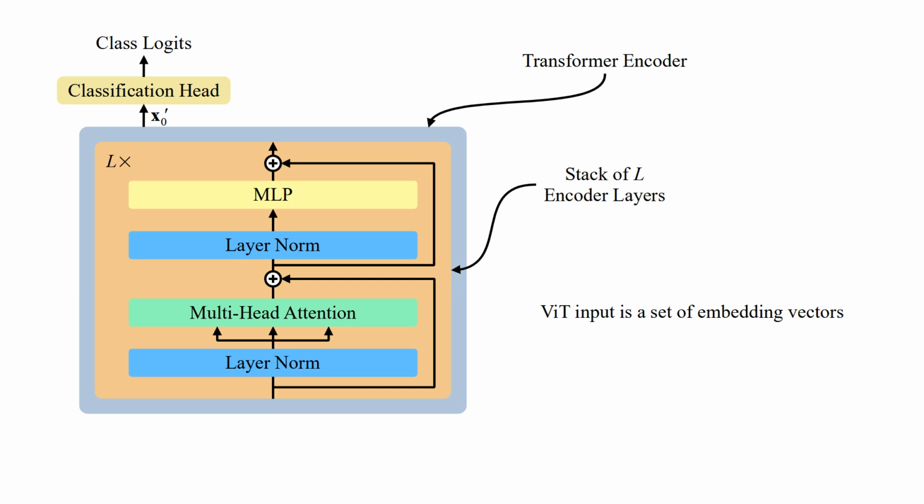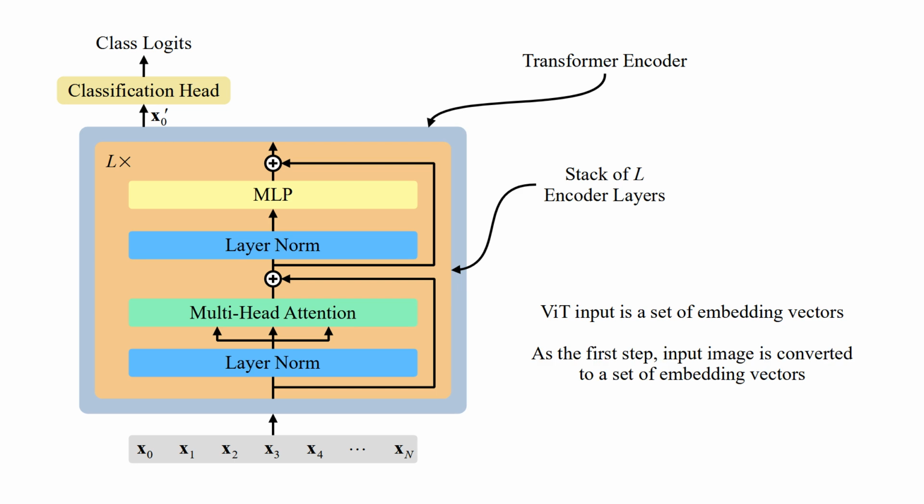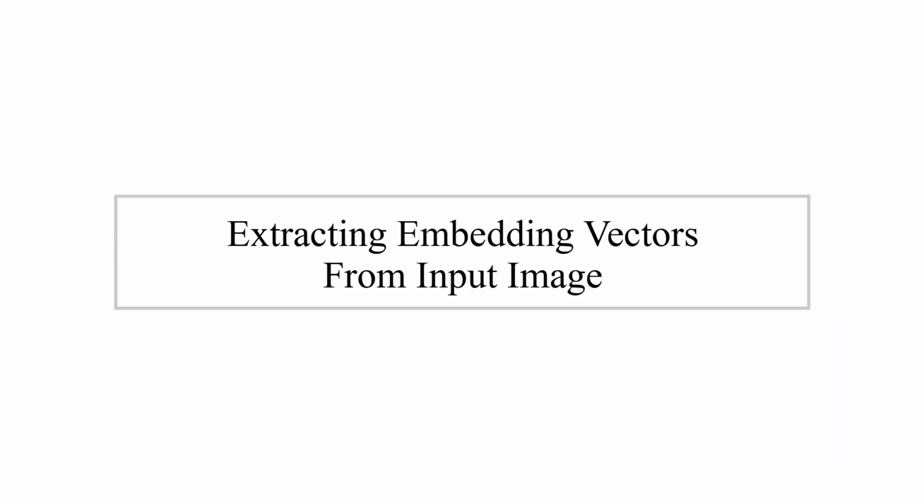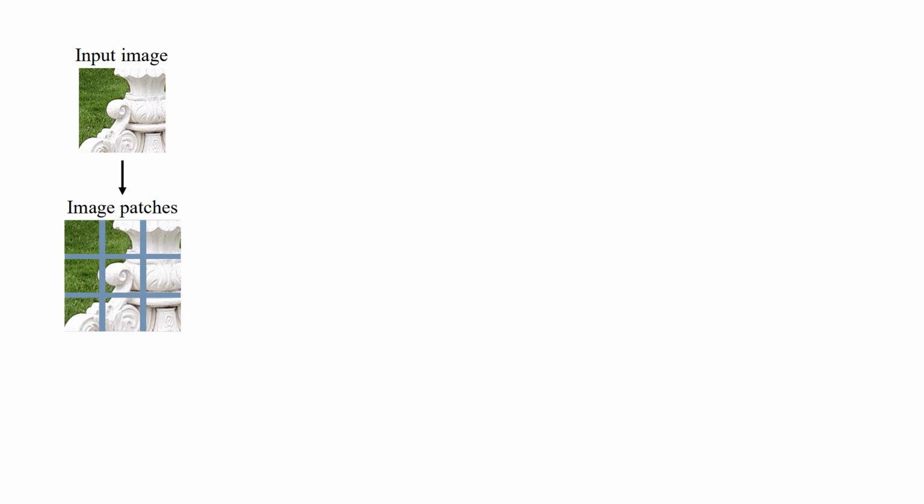Vision Transformer input is a set of embedding vectors. As the first step, input image is converted to a set of embedding vectors. Extracting embedding vectors from input image. Let this be our input image. As the first step, image is divided into patches.